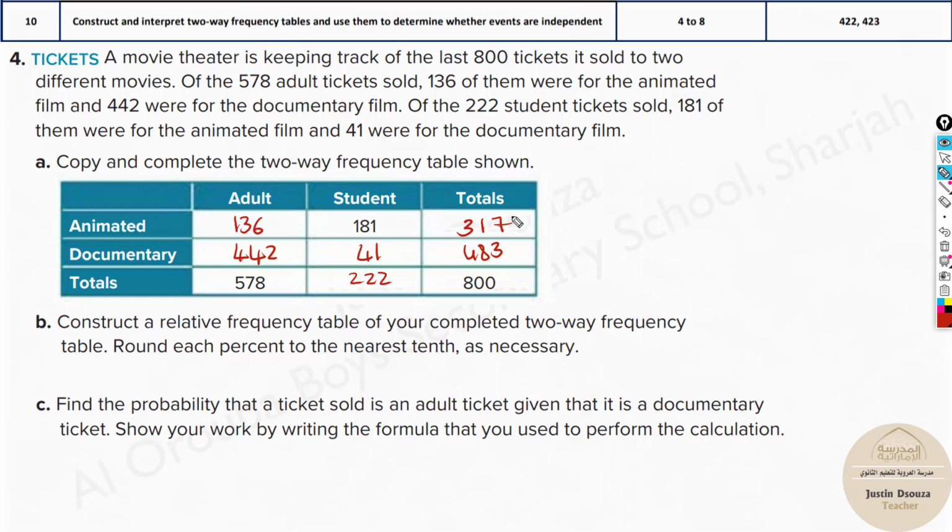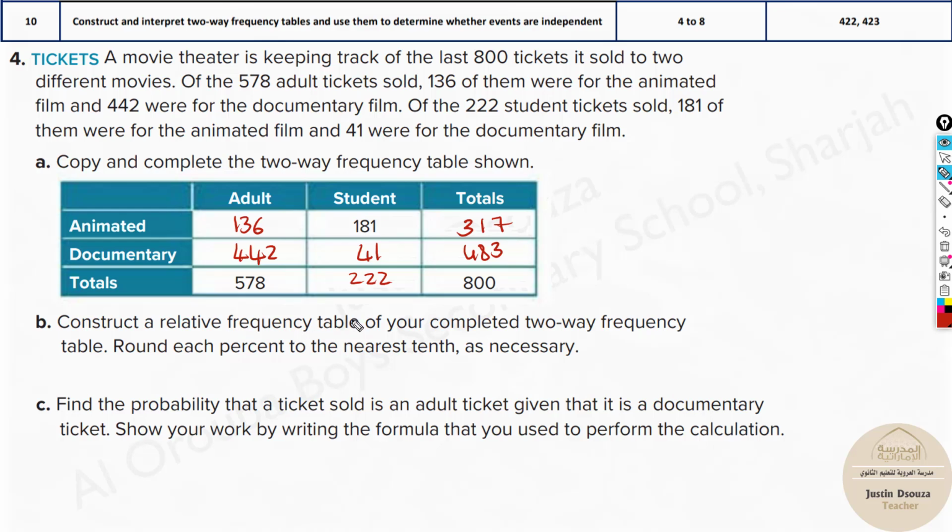So the horizontal gives us the idea of the total animated movie tickets. Documentary totals are over here. And vertical totals give us the adult tickets and student tickets. And this final total is if you add up, the total number of tickets given. This is the two-way frequency table.